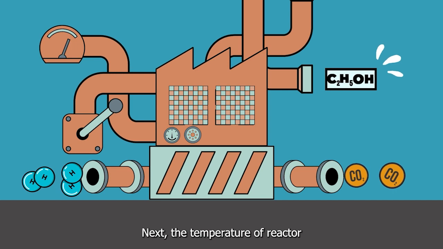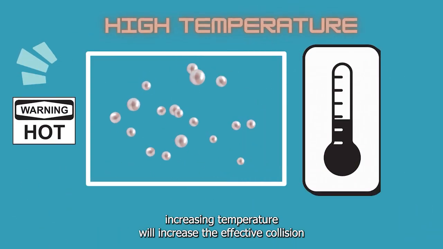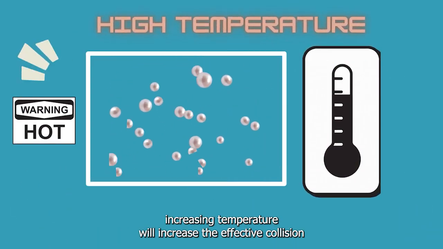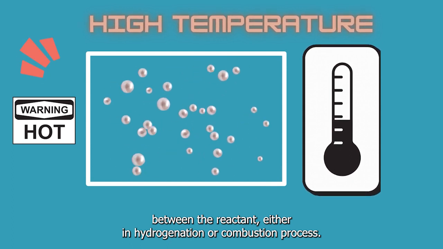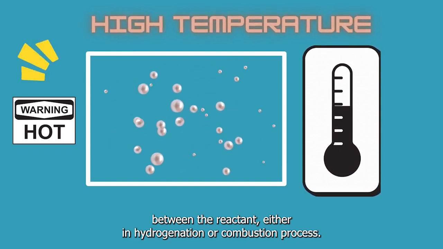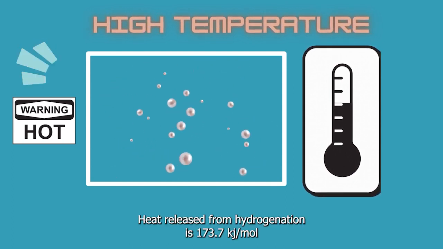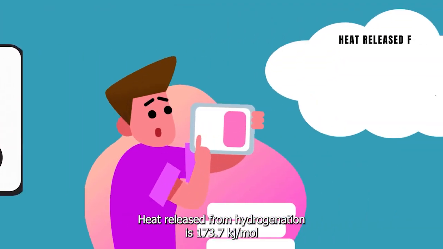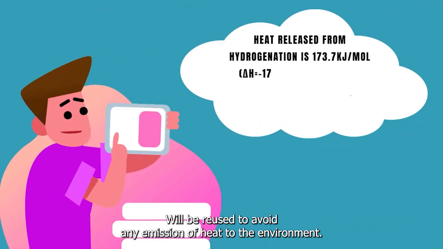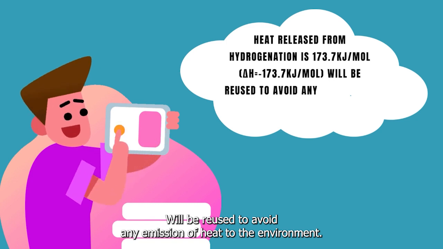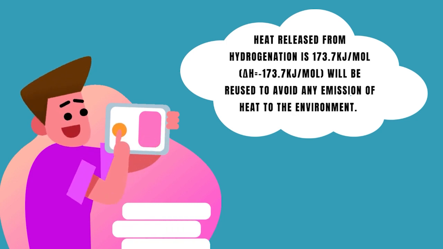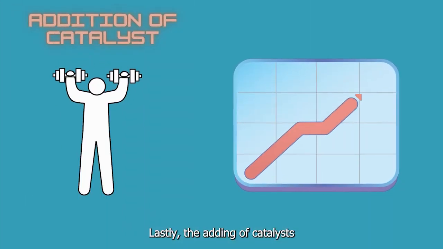Next, the temperature of the reactor. Increasing temperature will increase the effective collisions between the reactants, either in the hydrogenation or combustion process. Heat release from hydrogenation is 173.7 kJ per mole and will be reused to avoid any emission of heat to the environment. Lastly, the adding of a catalyst.